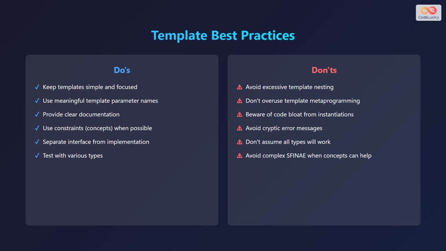Don'ts: avoid excessive template nesting. Don't overuse template metaprogramming. Beware of code bloat from instantiations. Avoid cryptic error messages. Don't assume all types will work. Avoid complex SFINAE when concepts can help.